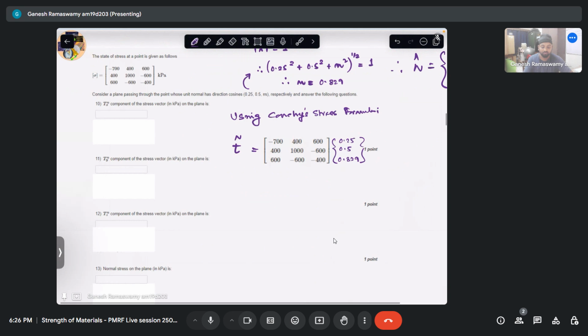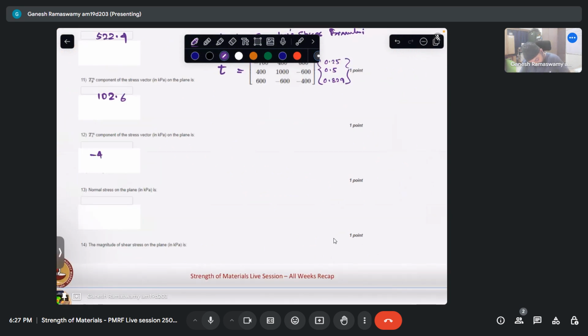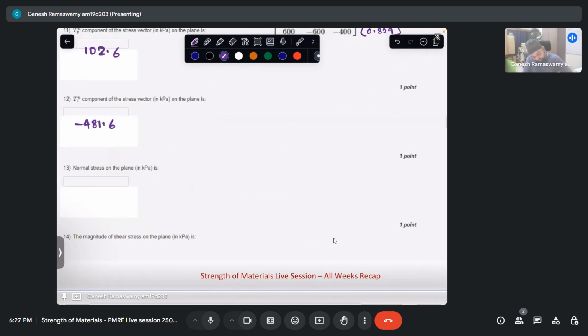2, 3, 0.25, 0.5, 0.829. So this comes out to be 522.4. This is 102.6, and this is minus 481.6. Now the normal stress in the plane, we know the normal stress is nothing but Tn dotted with n.